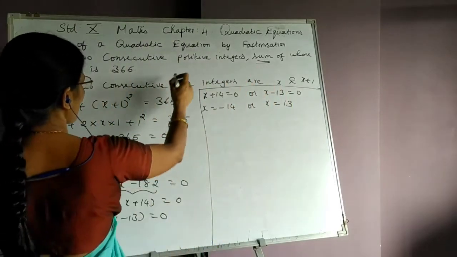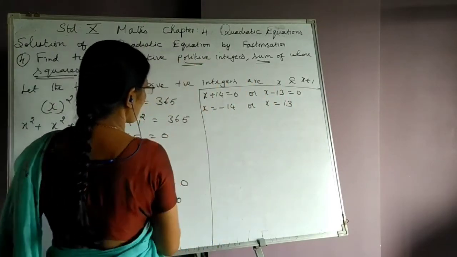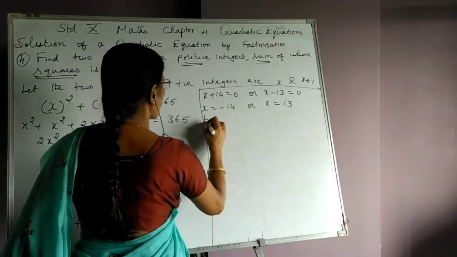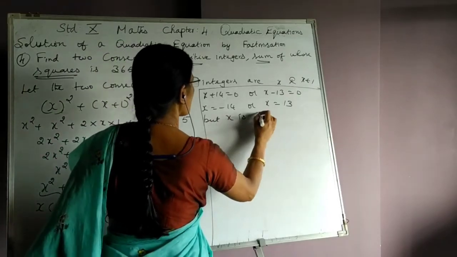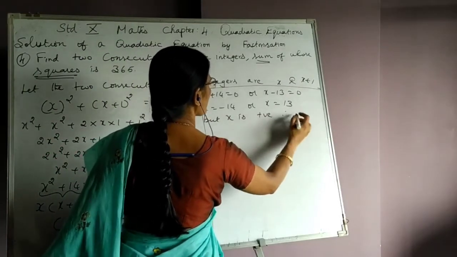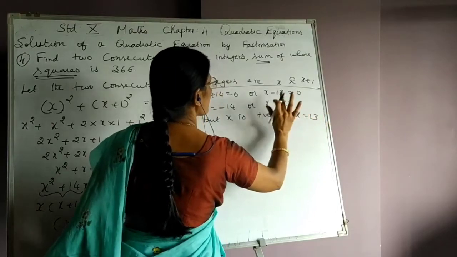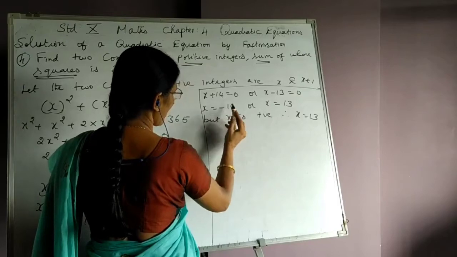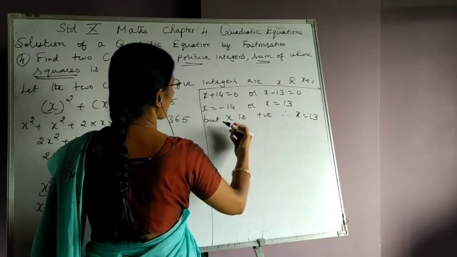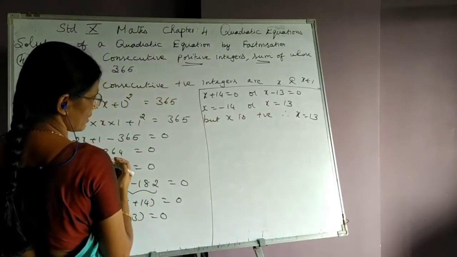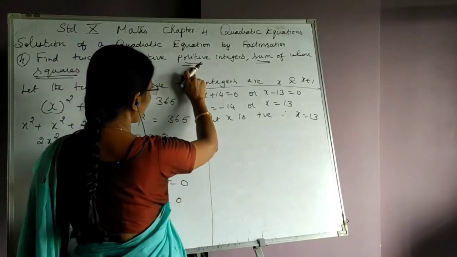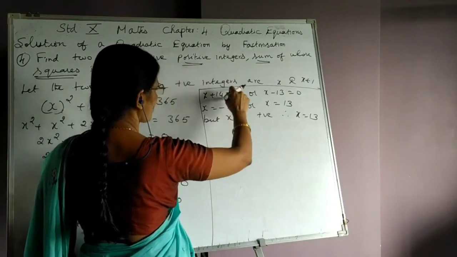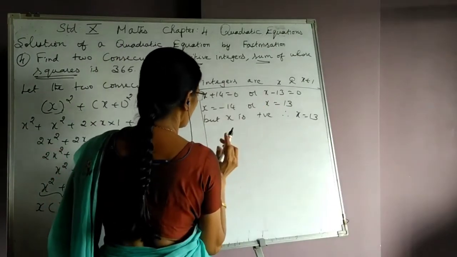But what type of numbers do we want? We want positive numbers only. So, I write here, but x is positive. Therefore, the required number is x equal to 13 only. One number is possible because we got one as negative. In case both are positive, we should consider them one by one, like in the previous problem. But here it is very clearly given that the number is positive. Therefore, dropping the negative, we consider only the positive.